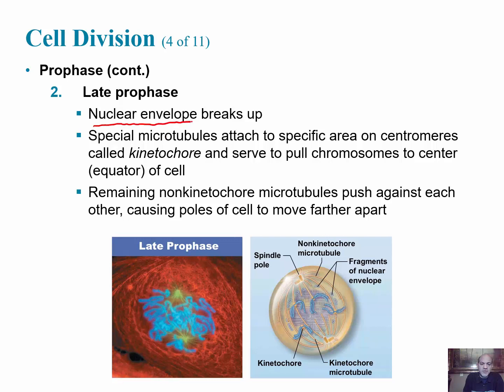Your nuclear envelope, the nuclear membrane, is now going to break apart and disintegrate. And then we're going to have the special microtubules from the spindle fiber. They're going to attach to the centromeres. So if I have my chromosome here, one of them, we have 46 of them, the chromosome has a centromere here, and on either side of the centromere is going to be this plaque protein, which is going to be called the kinetochore.